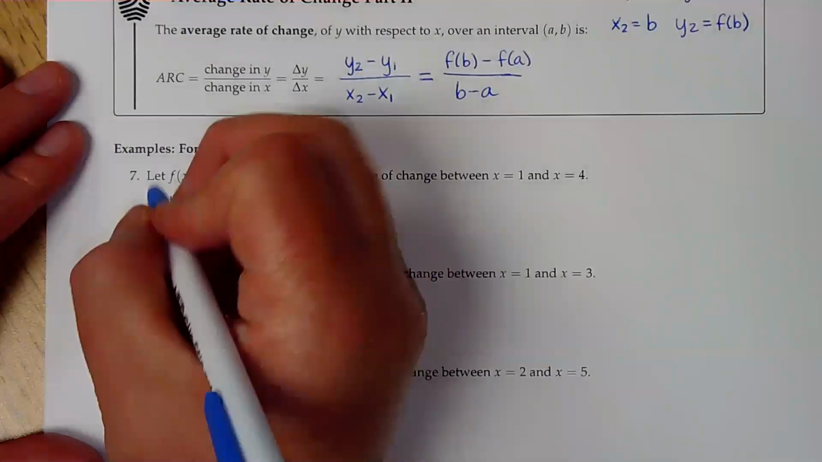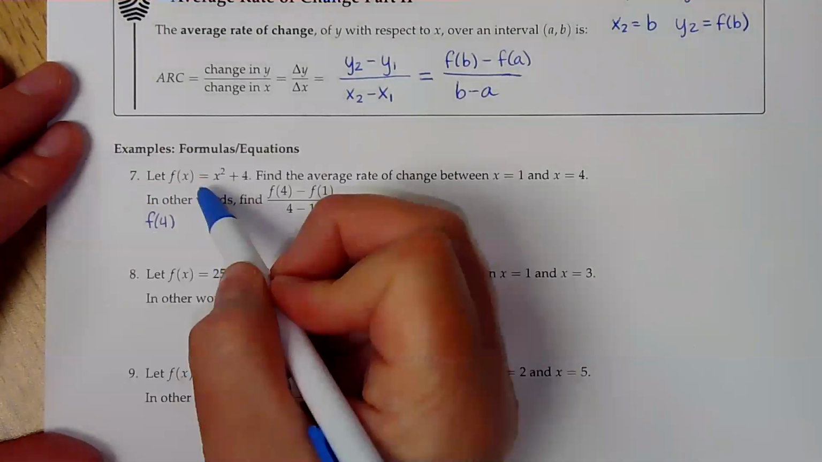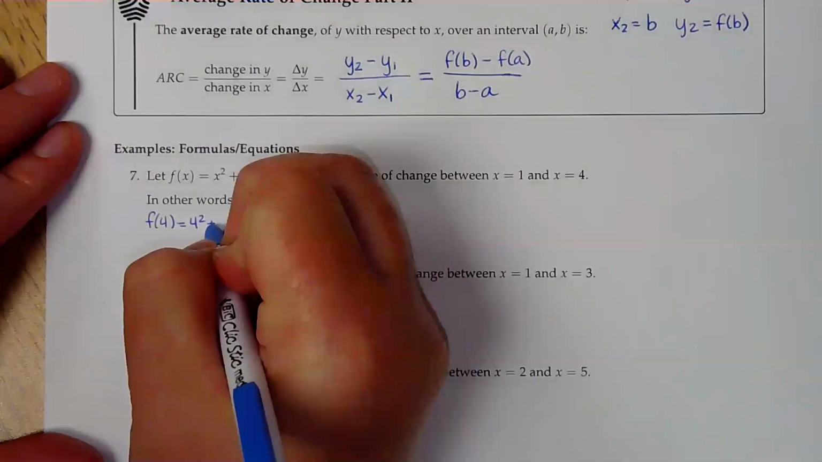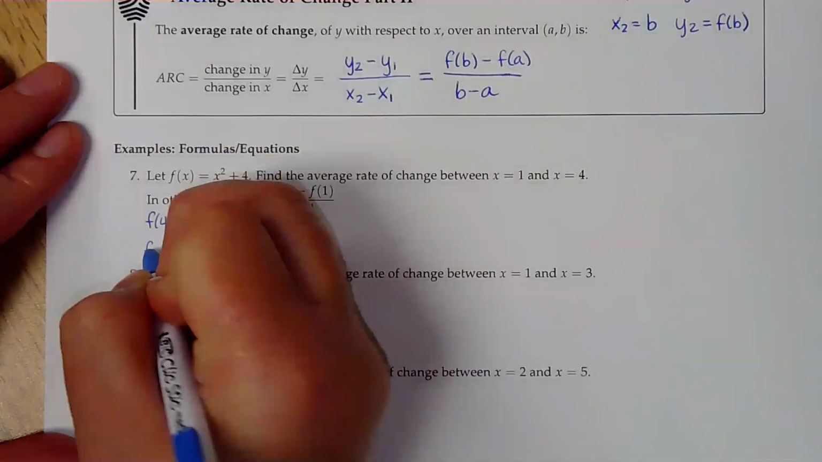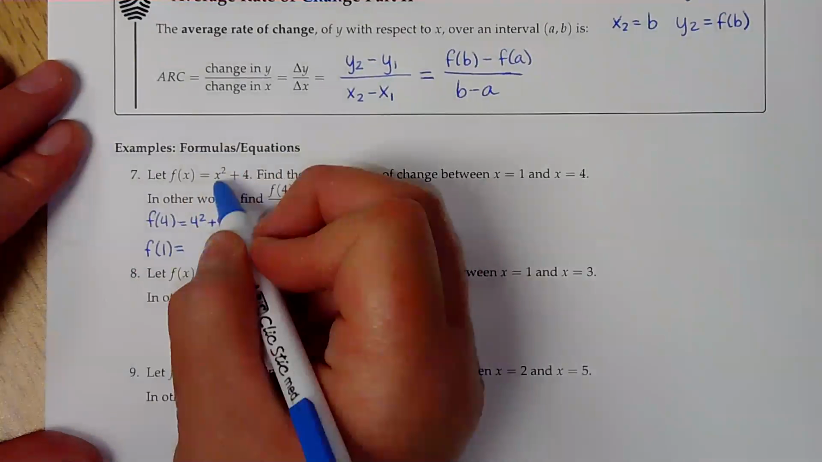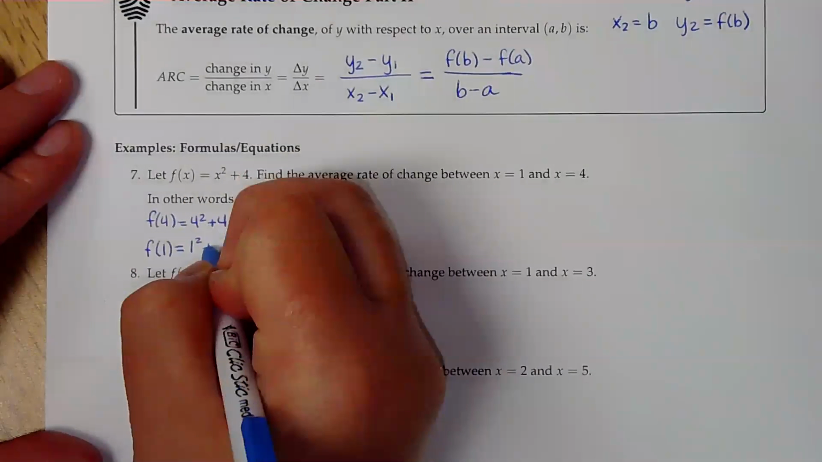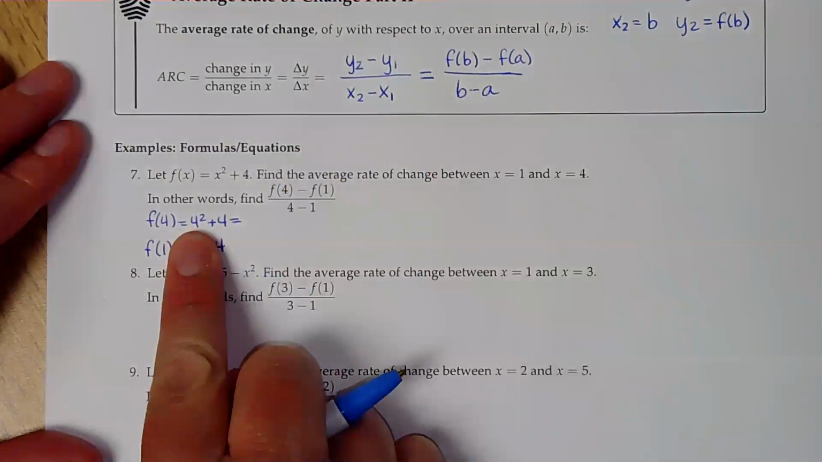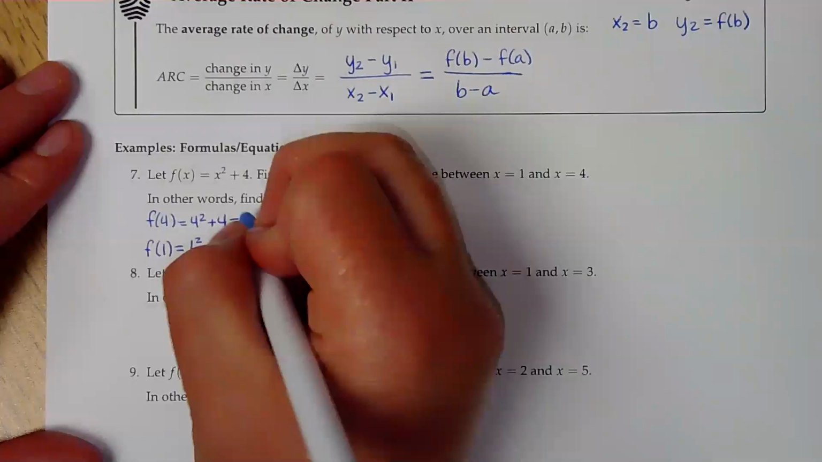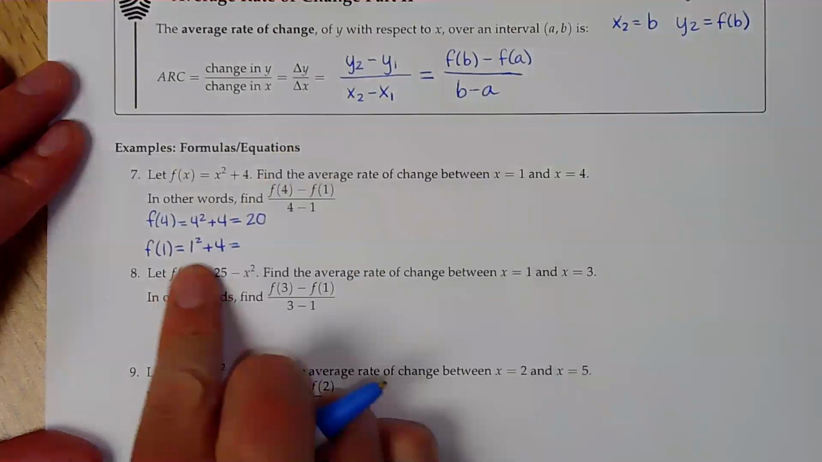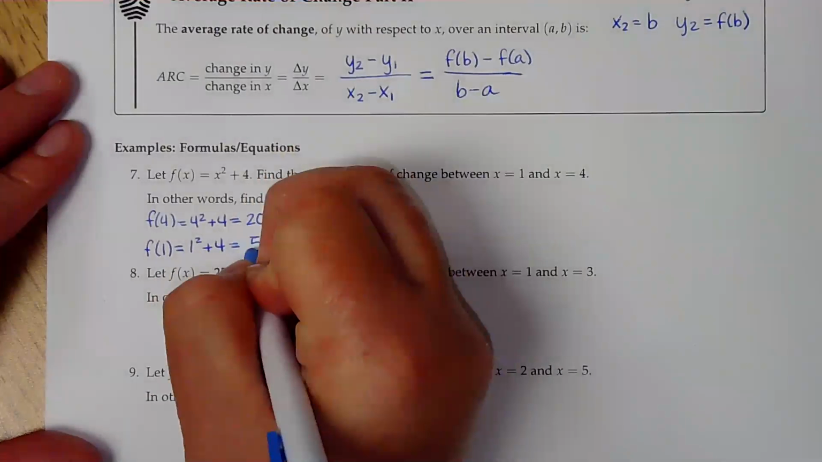So my f of 4 would be, I'll plug 4 in for x, so I get 4 squared plus 4. And my f of 1 is going to be, I'll put a 1 in for my x, so I get 1 squared plus 4. All right, so I know 4 squared is 16, and then if I add 4, I get 20. And 1 squared is just 1, plus 4 is 5.